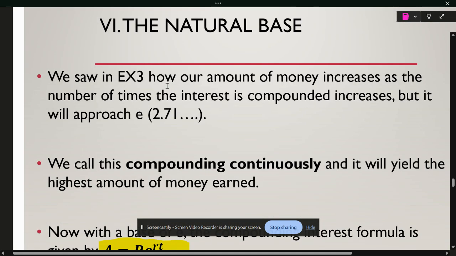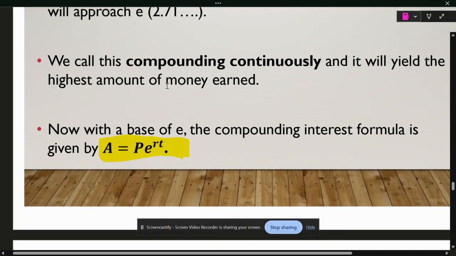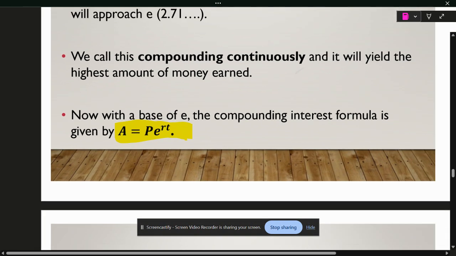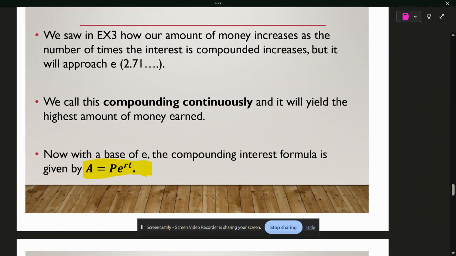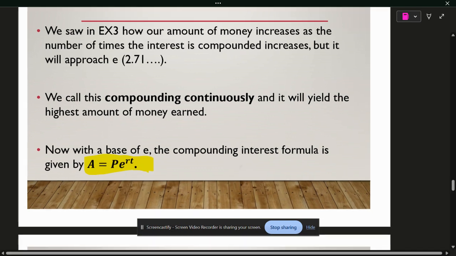You need that because in order to compound continuously, they use it in the formula, which I call A-P-E-R-T. It's A is equal to P e to the r t. Some of you may have seen this before. This also might be new, but compounding continuously will always yield the highest amount of money earned. And that's usually what occurs whenever you put money into some type of fund. At least if you do put money into some type of fund, you want to make sure that everything is compounding continuously.